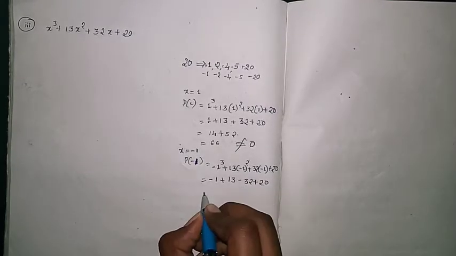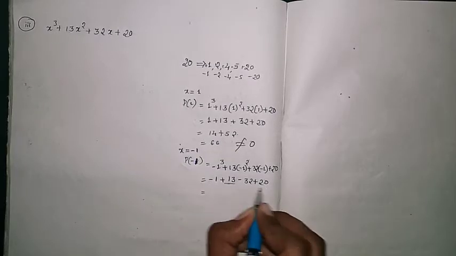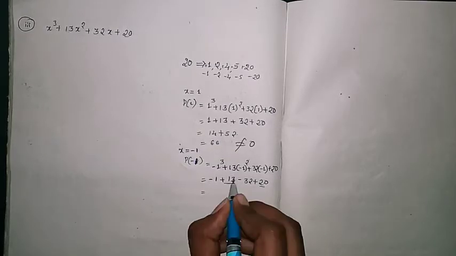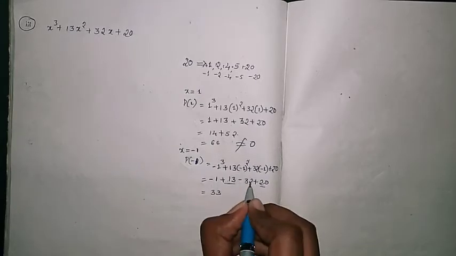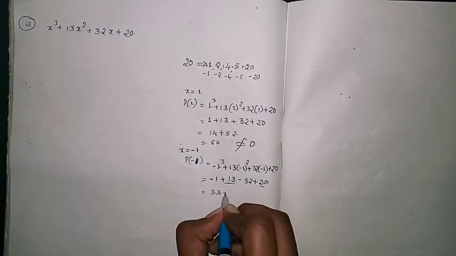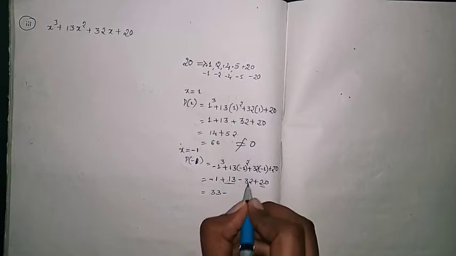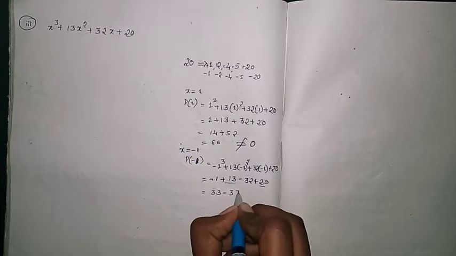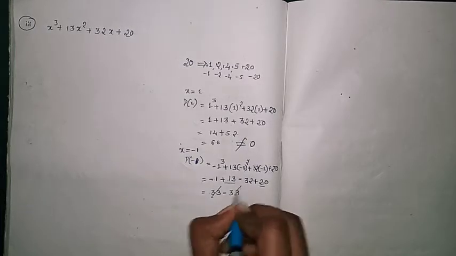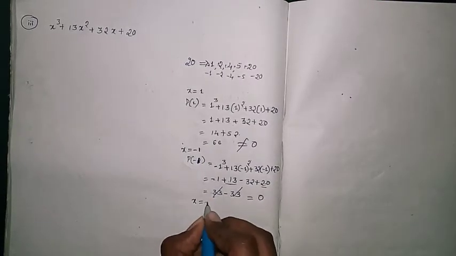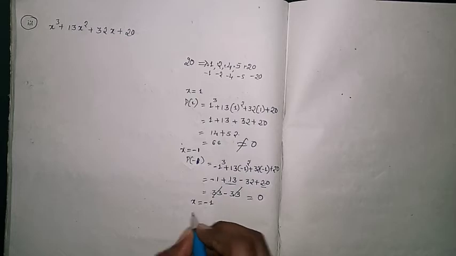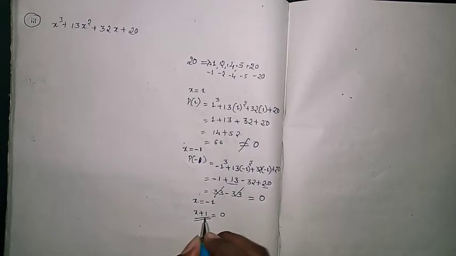Now, as they are the positive terms, we will add those things: 13 plus 20 is 33. Here minus 32 and minus 1 are there, so the bigger number's sign is minus, and you have to add the terms: 32 plus 1 is 33. So it is positive and negative, which means it will get cancelled. The answer is equal to 0, so we can say this one is our factor. So x is minus 1 means x plus 1 is equal to 0, so x plus 1 is our given factor.